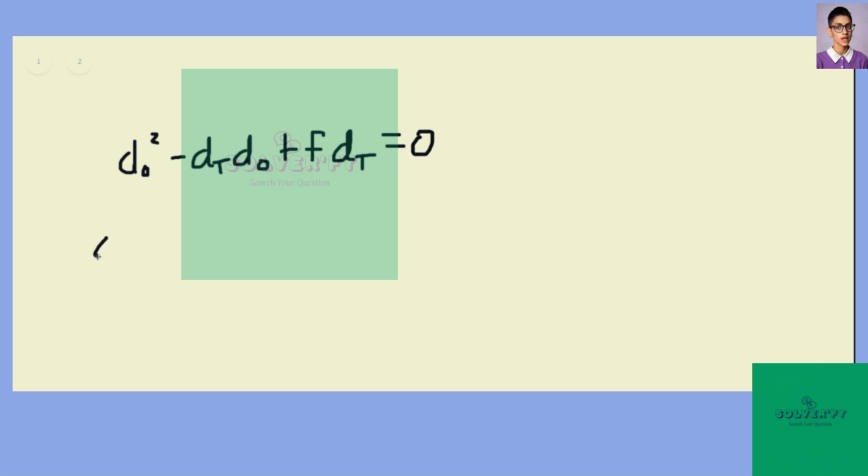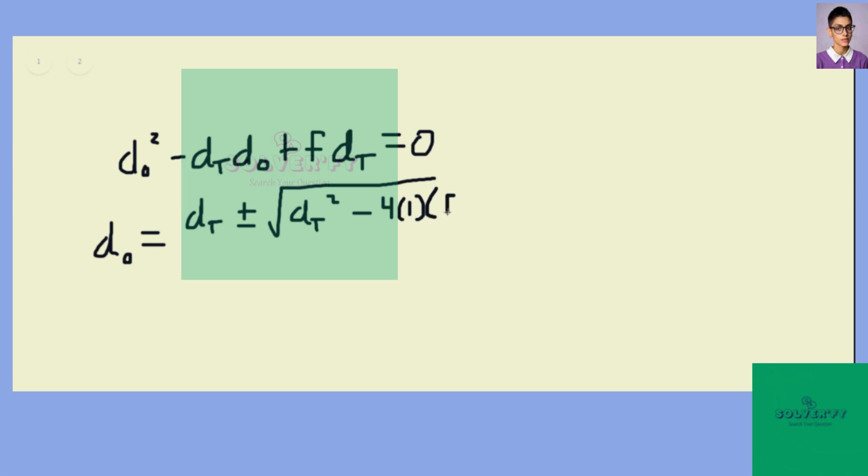So in terms of using the quadratic formula, we find that d0 is equal to dt plus or minus the square root of dt squared minus 4 times 1 times f times dt, all divided by 2 times 1, which is just 2.